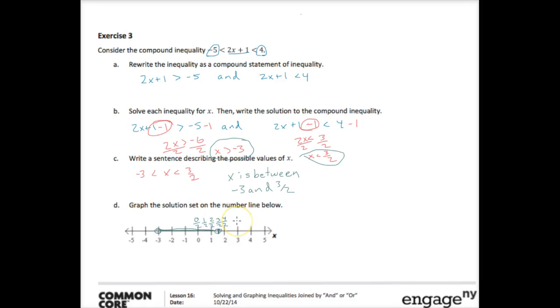Now, that's the end of that part of the lesson, but I want to share just a little something with you about how to solve something like this. We have -5 is less than 2x plus 1, which is less than 4. Now, we have 3 components to this, and in the past we've said whatever you do to one part, you do to another. Usually we say one side, you do to the other.